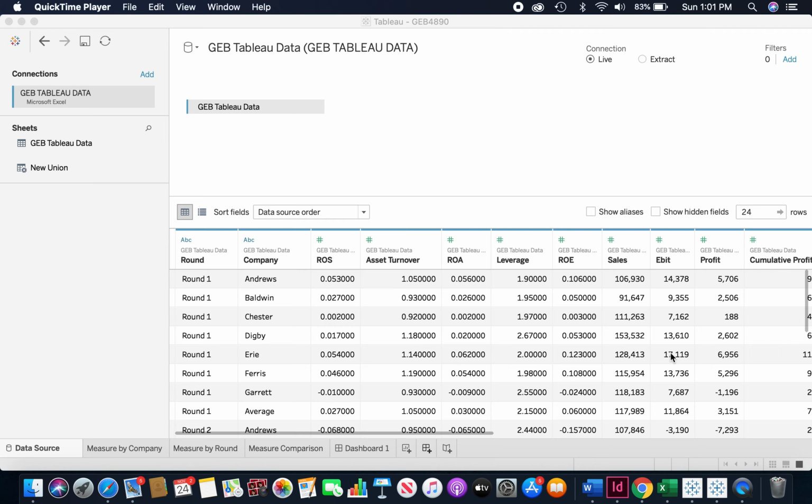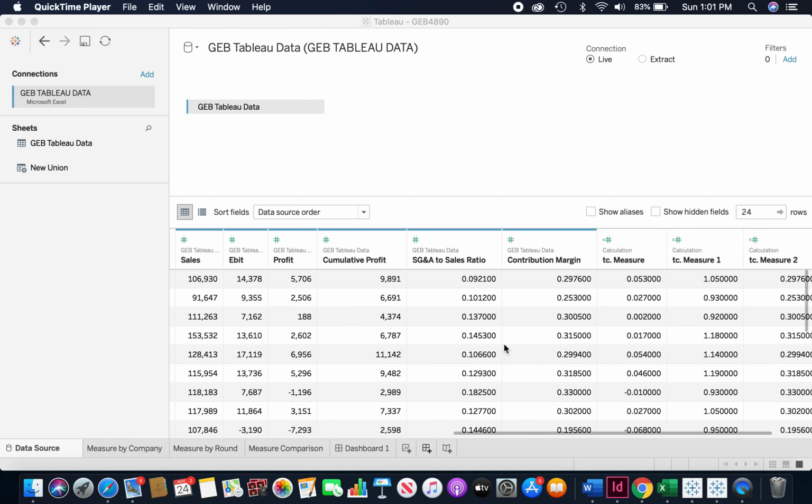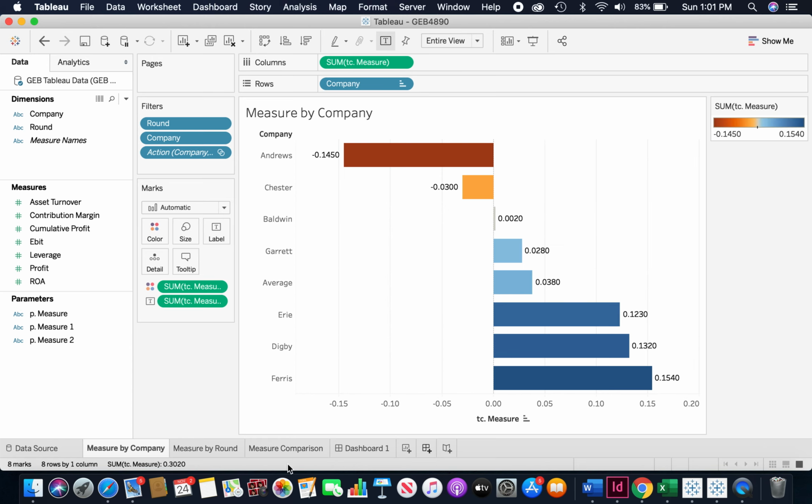As we can tell, we're going to look at different things such as their sales, their leverage, their asset turnover, and basically how all of that data is being measured. So we're going to look at the first sheet, which is the measure based on company. This is based on the first round. As you can tell, there are various differences in how each company is doing in the first round.